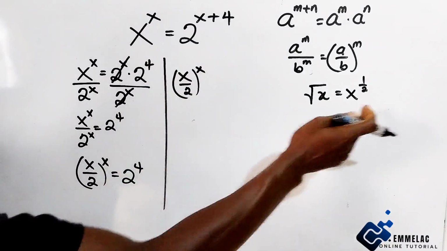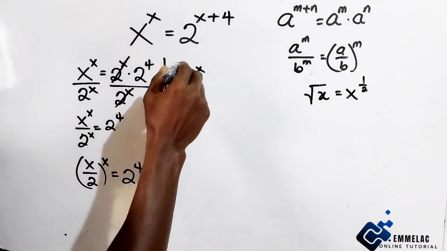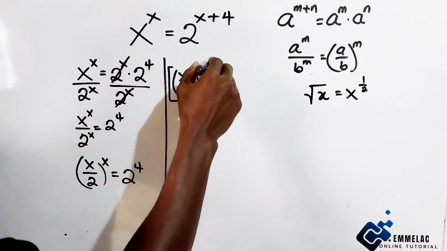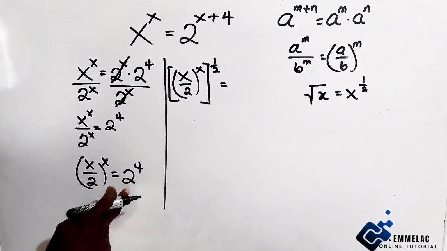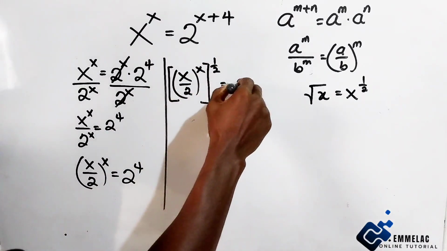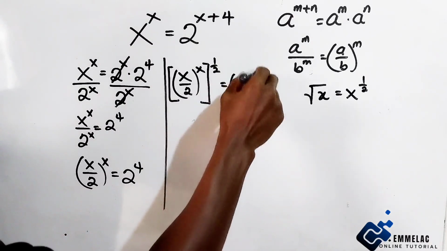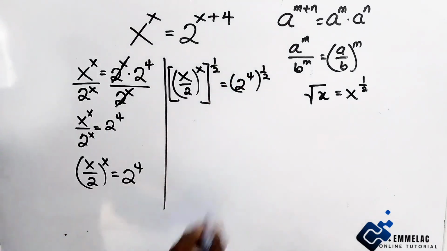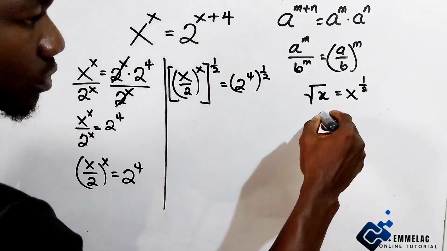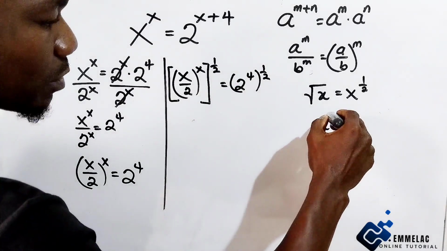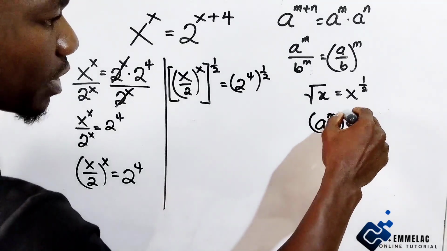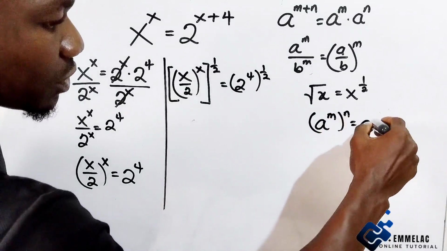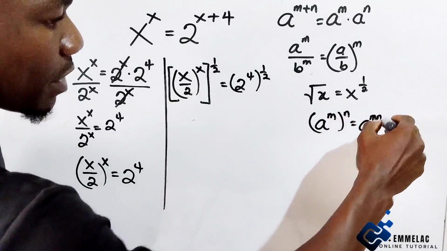Now since the square root is this, we can bring it this way, 1 over 2, then equals 2 raised to the power of 4 all raised to the power of 1 over 2. And take note also that if you have a raised to the power of m all raised to the power of n, it is the same thing as saying a raised to the power of mn.